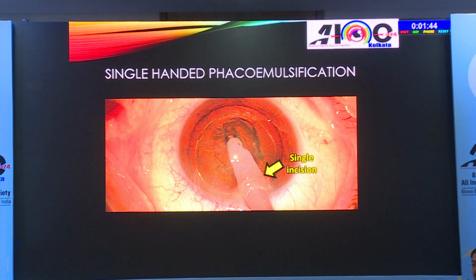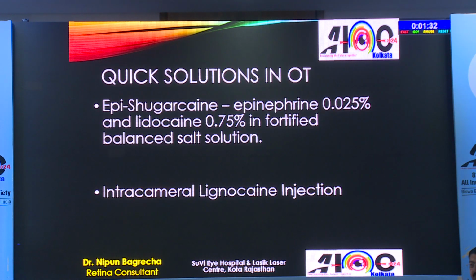If possible, one can use single-handed phacoemulsification with the anterior plane of phacoemulsification, but sometimes in a denser nucleus, single-handed phacoemulsification is not possible. And in the OT, we can use solutions like Epi-Shugarcaine, which contains epinephrine 0.025% and lidocaine, and intracameral lignocaine injection, as well as phenylephrine injections and adrenaline in the balanced salt solution.